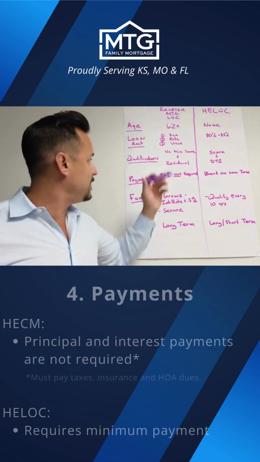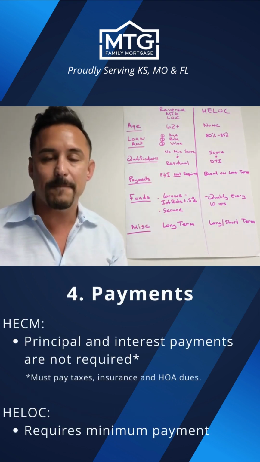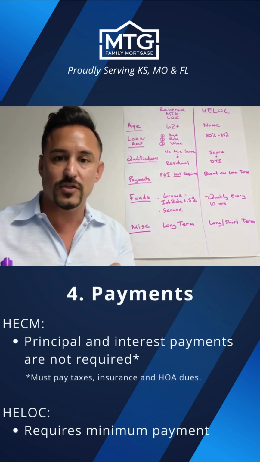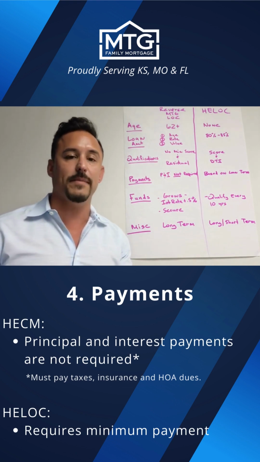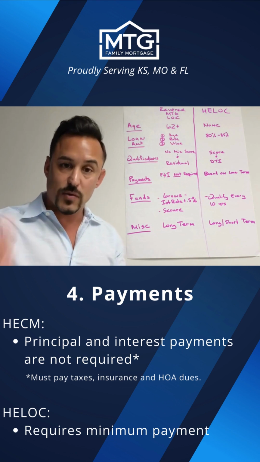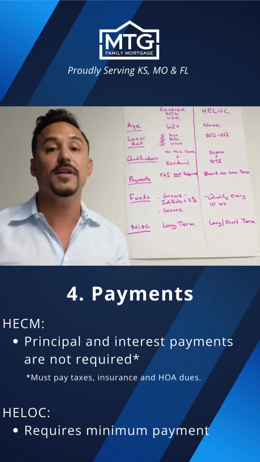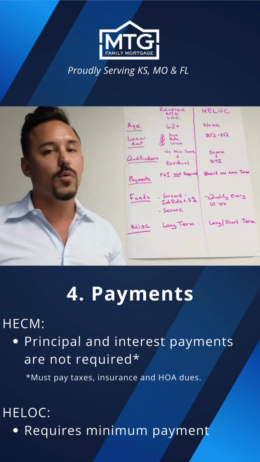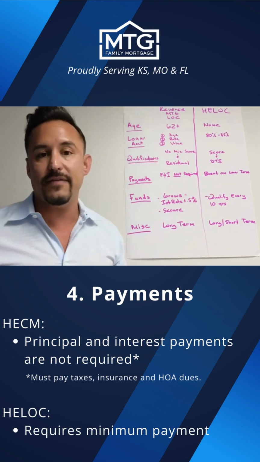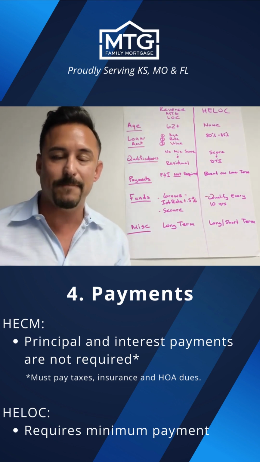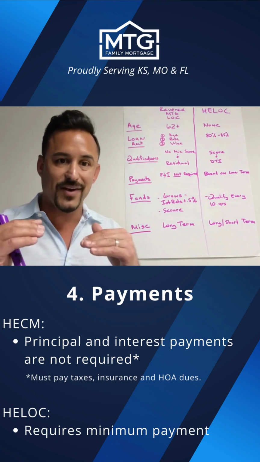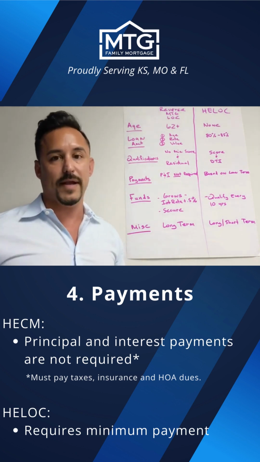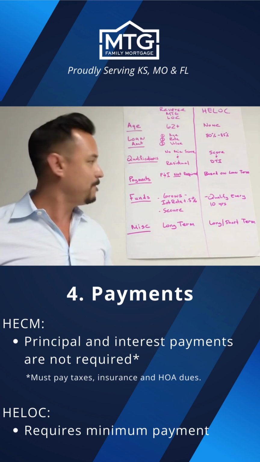Next, payments. We talked about this already, but I just want to make sure you understand that there is no required principal or interest payment with a reverse mortgage. You can make payments if you want to, but you're not required to do so. Whereas a home equity line of credit, you are going to have a required minimum payment, and most of the time these minimum payments are interest only. So you won't be paying down any principal with your minimum payment with a home equity line of credit.